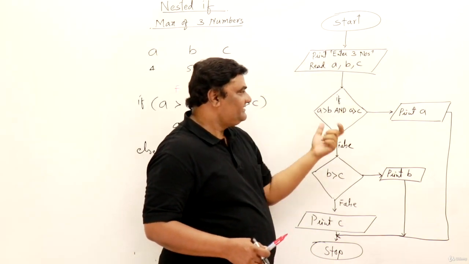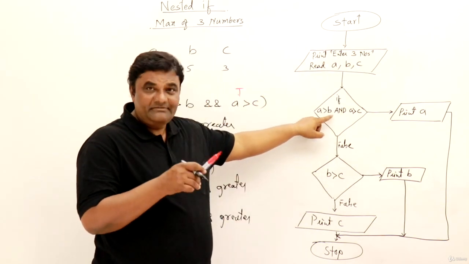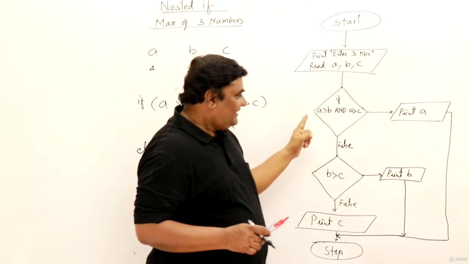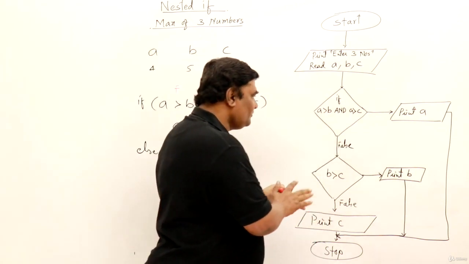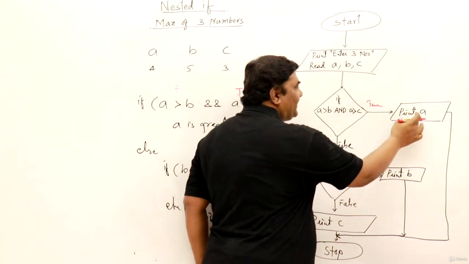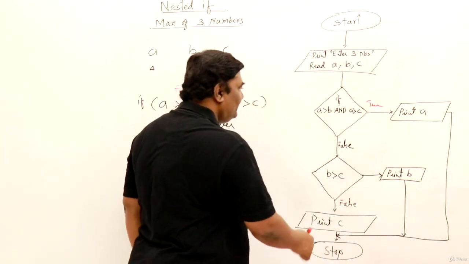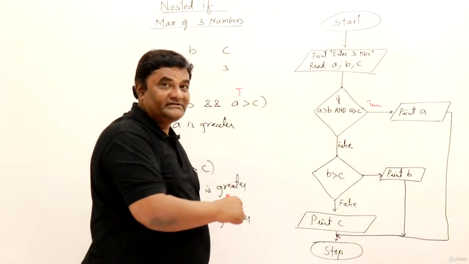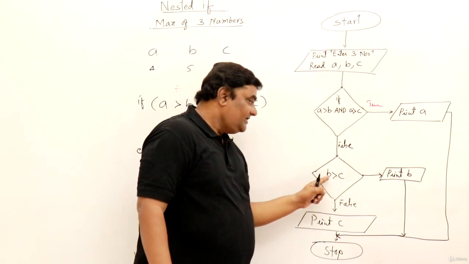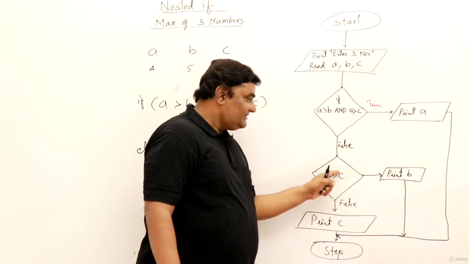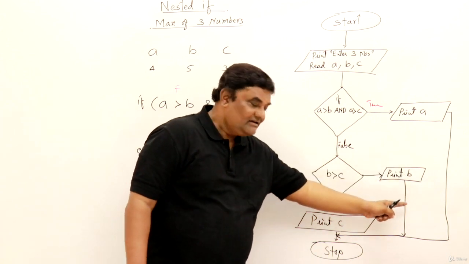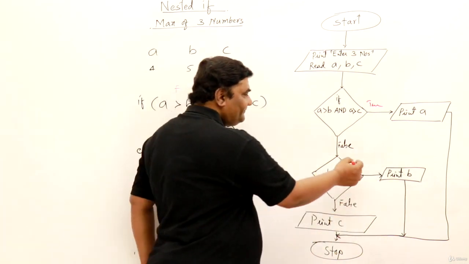Enter three numbers A, B, C, and here I am checking if A is greater than B as well as A is greater than C. If this is true, then print A and stop. Else, if this is false, then what is possible? B is greater than C. If B is greater than C, then print B and stop if this is true.